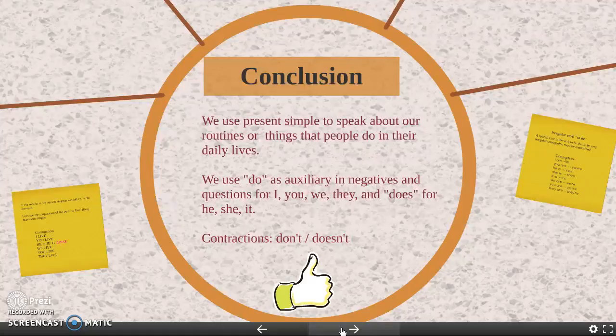We use do as auxiliary in negatives and questions for I, you, we, they. And we use does for the third person singular, he, she, it. Remember, the auxiliary is contracted in the negative. Do not becomes don't, and does not becomes doesn't.